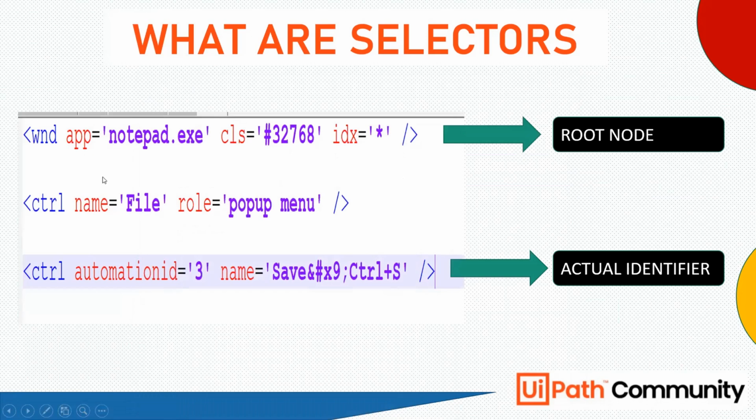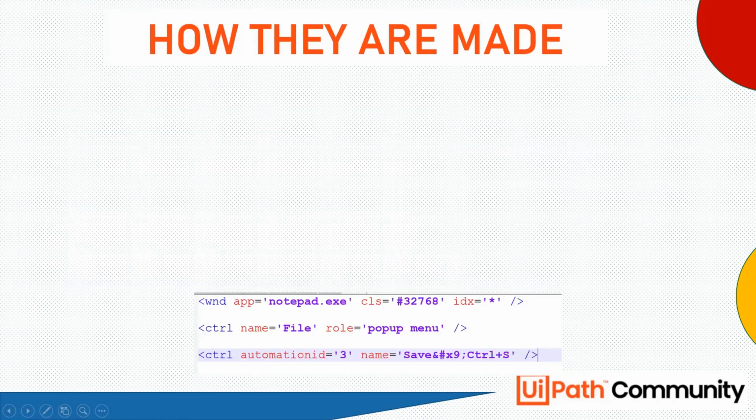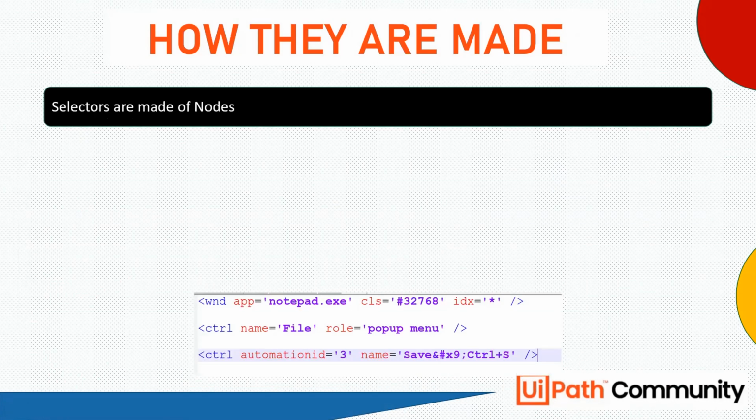This is important because whenever UiPath generates a selector for us, UiPath only puts the root node and the actual identifier. UiPath does not put the intermediate contents. It directly puts the root and the actual identifier. We'll see all of this. So just to understand, the top one is called the root node and the last one is called the actual identifier.